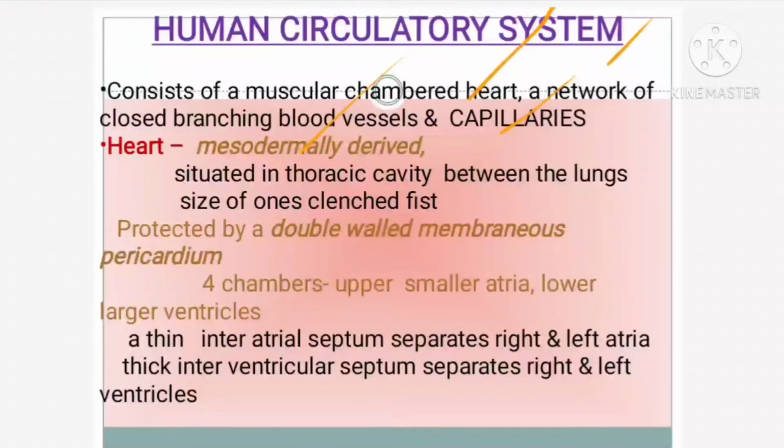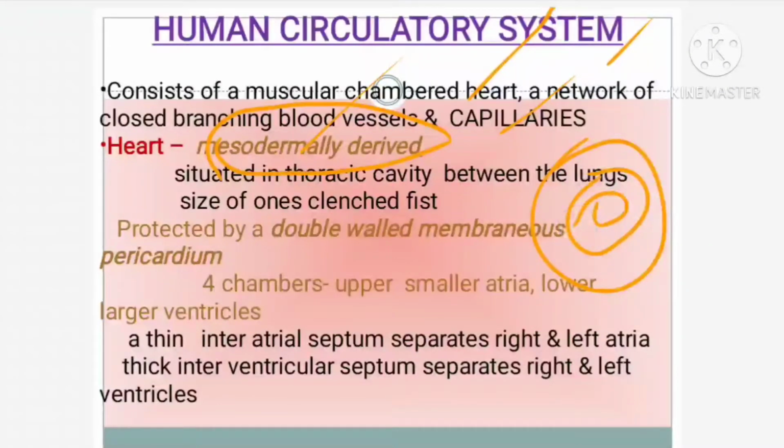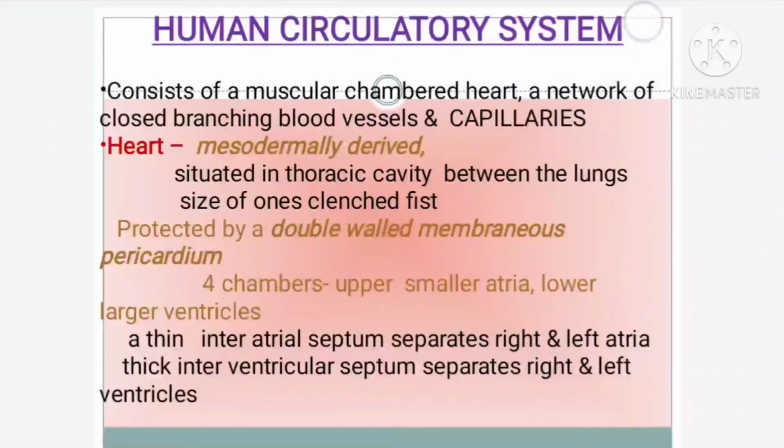Now, the heart is derived from mesoderm. When you look at the embryo of triploblastic animals, they have endoderm, mesoderm and ectoderm. From which part is the heart originating? The heart is formed from the mesoderm. Where is it situated? It is situated in the thoracic cavity. Thoracic cavity means, this is the neck and this is the thorax, thereafter you can find the abdomen, then the legs. In the thoracic cavity only the heart is present.